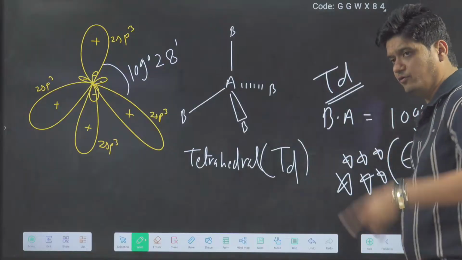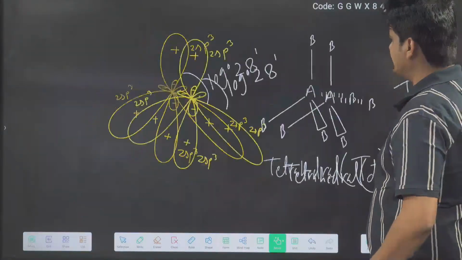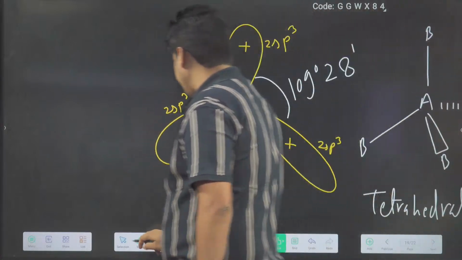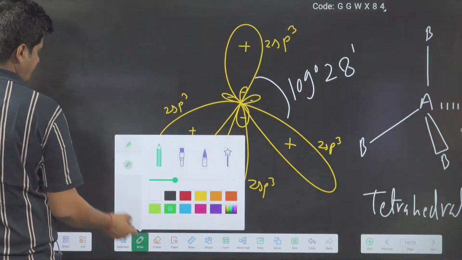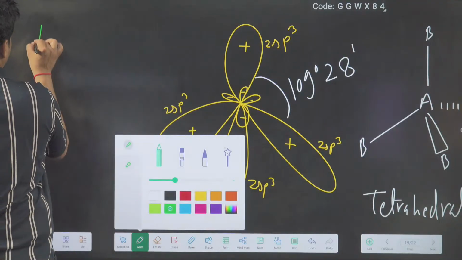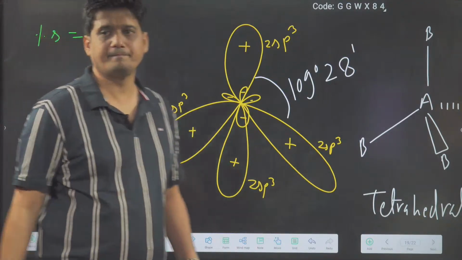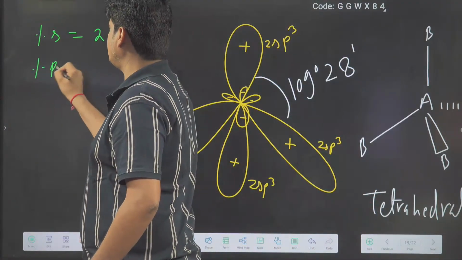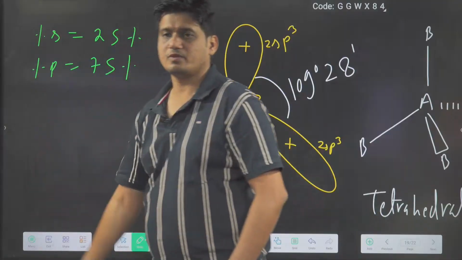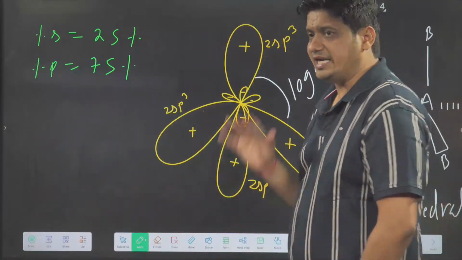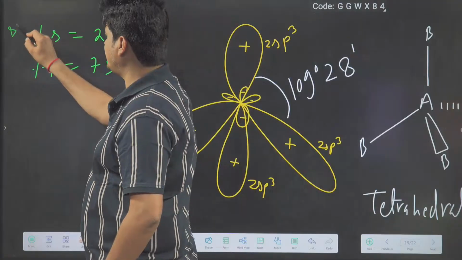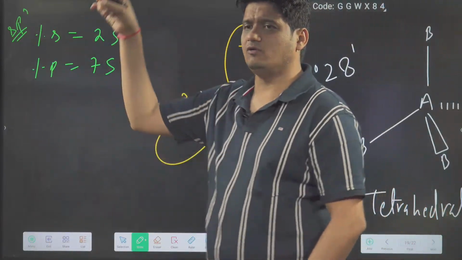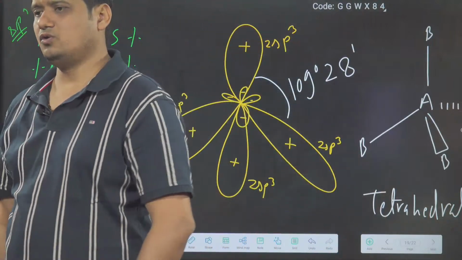Now, one last question that you will answer. Firstly, what is the percentage of S character and what is the percentage of P character in sp3? Answer quickly. Percentage S is 25%. So obviously percentage P is 75%. Now if I give a statement: in case of sp3 hybridization, 25% S character is present only in one hybrid orbital. True or false?